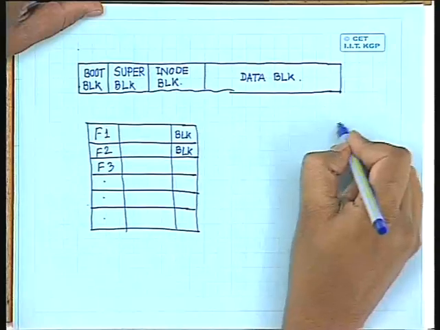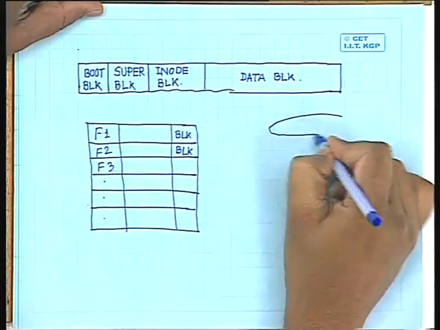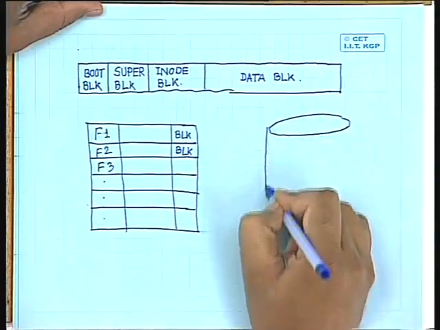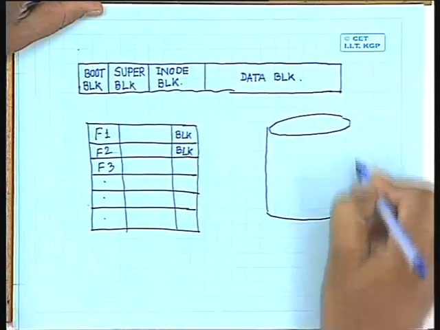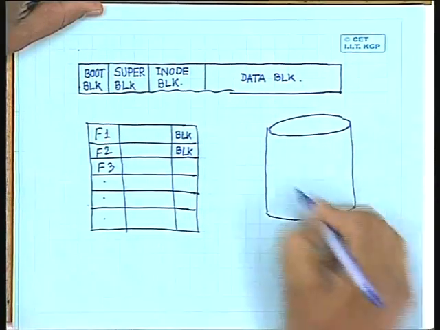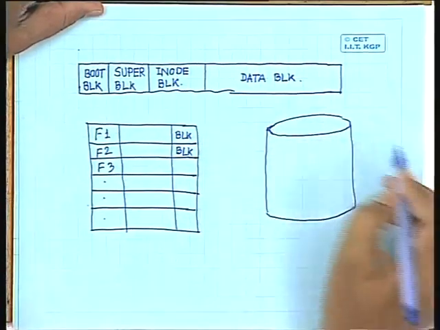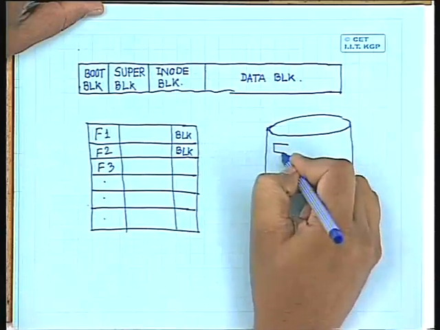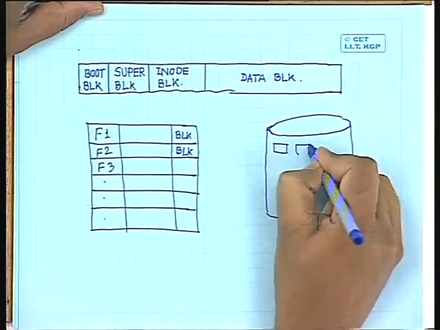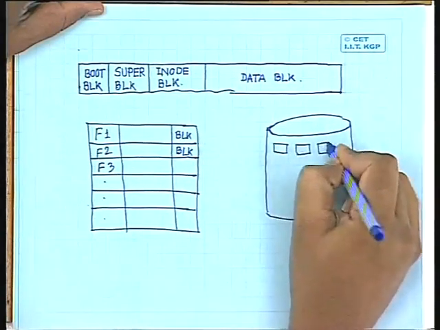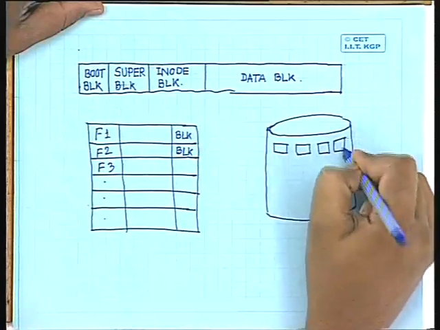Right? Now when you come to the disk, as I said, the disk consists of a number of blocks. So it will consist of a number of blocks, and these are the blocks which contain the file data.